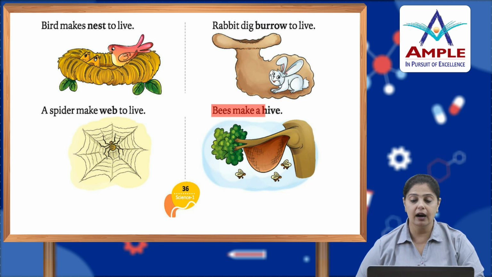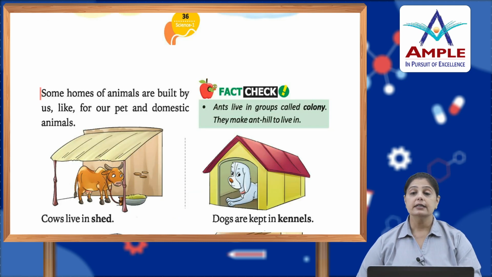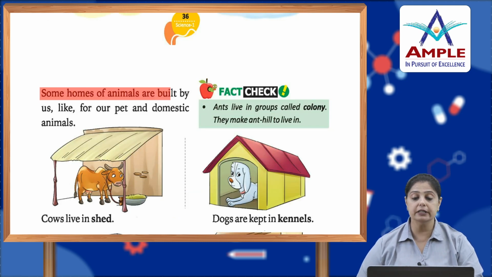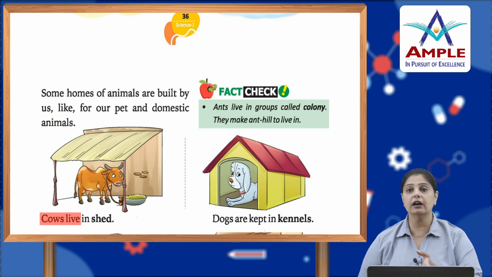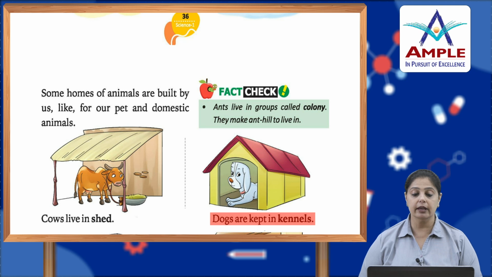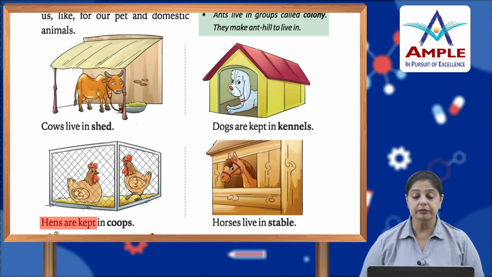Bees make a hive. Now, some homes of animals are built by us, for our pets and domestic animals. There are certain homes that we build for them. Like we build a cow shed for cows to live. So, cows live in a shed. Dogs are kept in kennels. Hens are kept in coops.